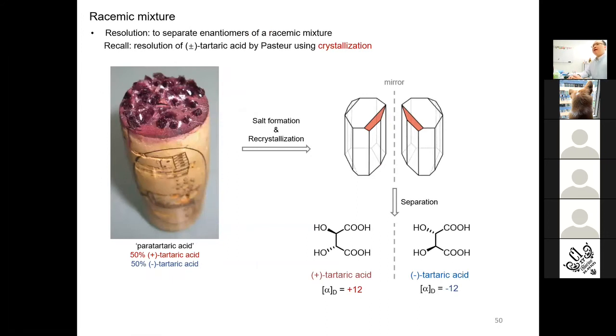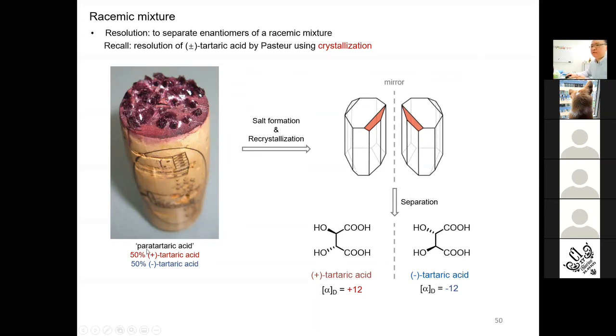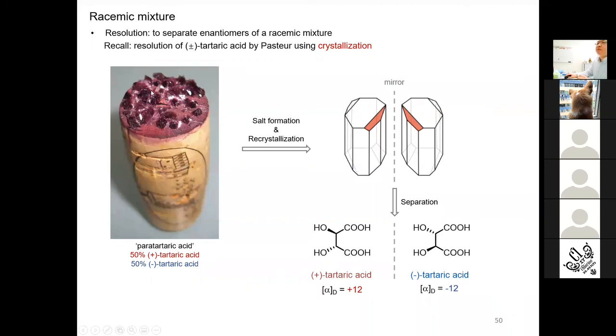All right, so let's talk about how to separate a racemic mixture. Just like Louis Pasteur discovered for the paratartaric acid, it turned out to be a racemic mixture because it's 50% plus tartaric acid and 50% minus tartaric acid. So if you have a racemic mixture in real life, how do you separate them? If you just want one of the enantiomers, you want a chiral molecule, but they are mixed together in equal amounts. How do you do that? Several hundred years ago, Louis Pasteur did that, right? What did he do? He did salt formation and recrystallization.